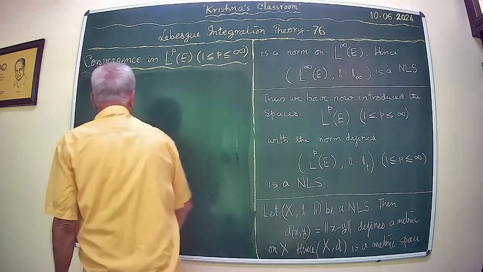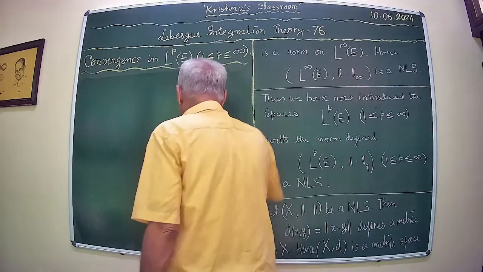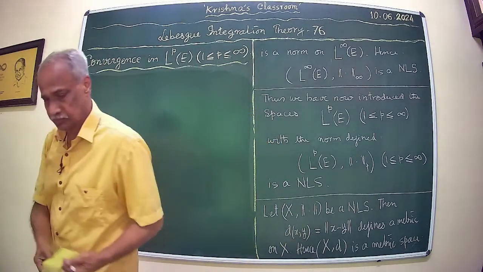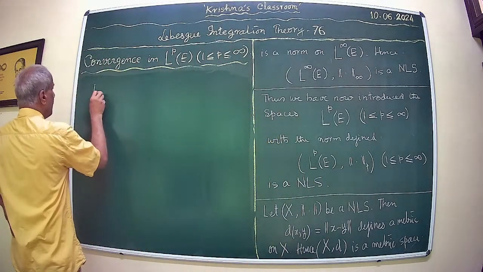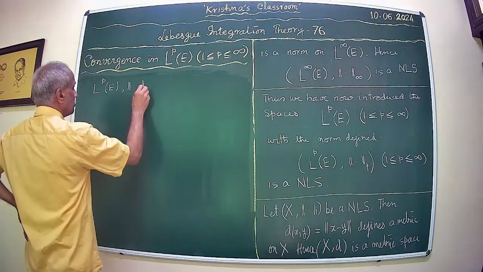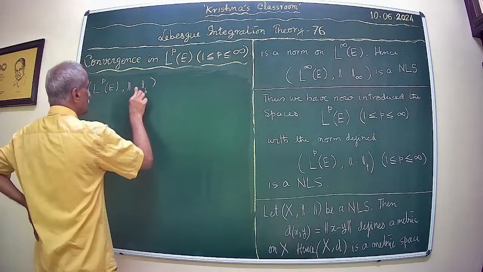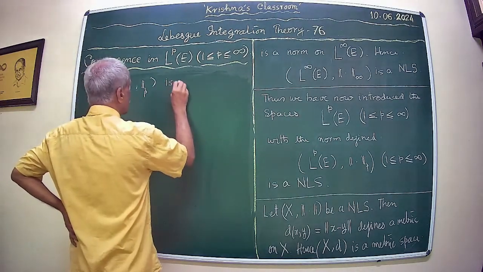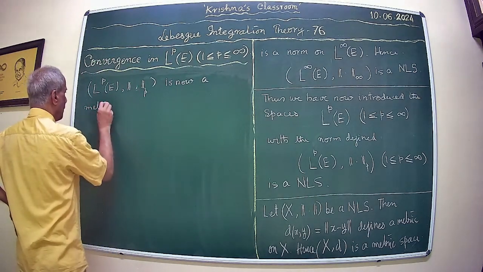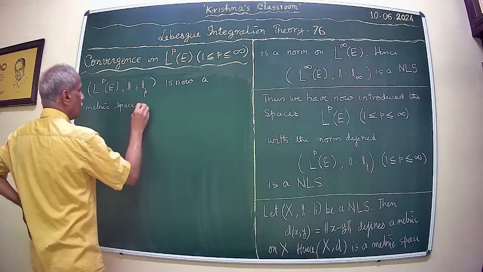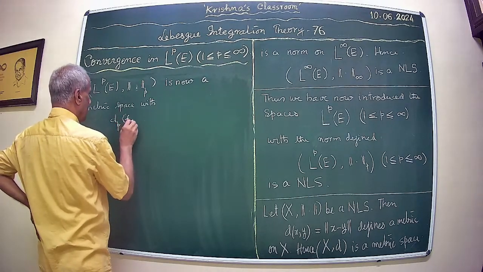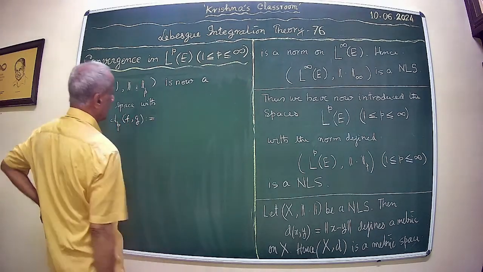So this is what you have. L^p is now a metric space with the metric induced by the norm, defined by the norm.